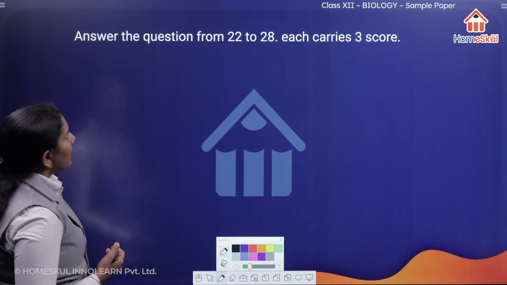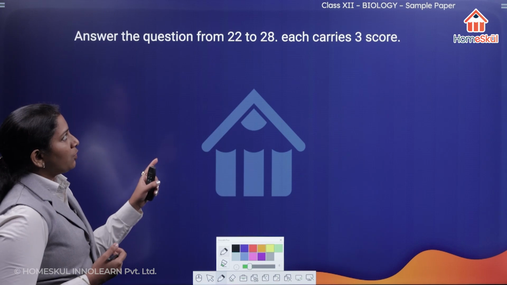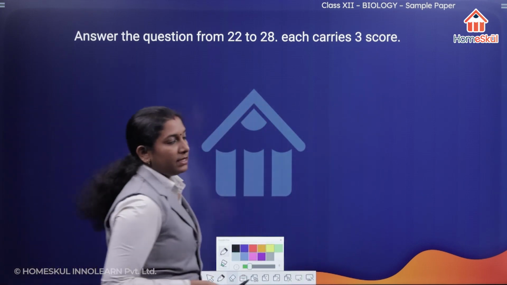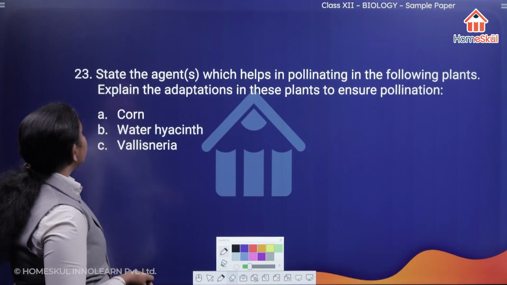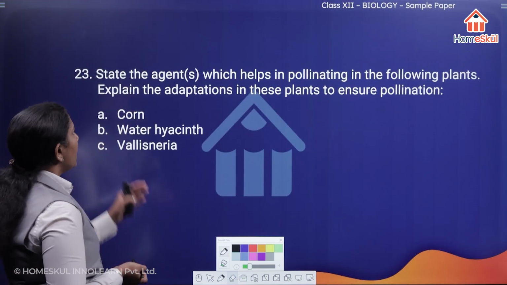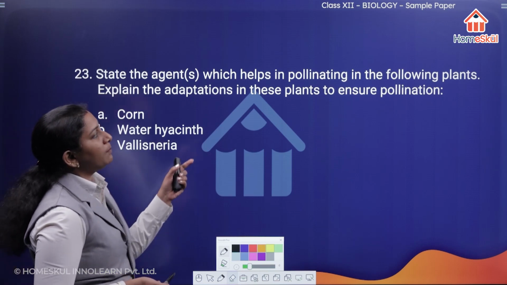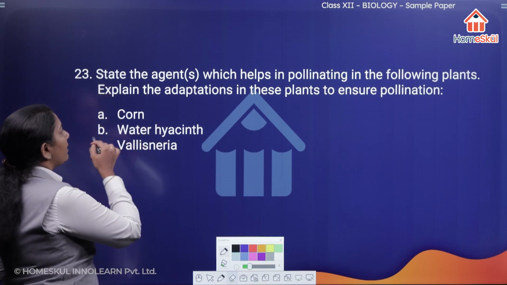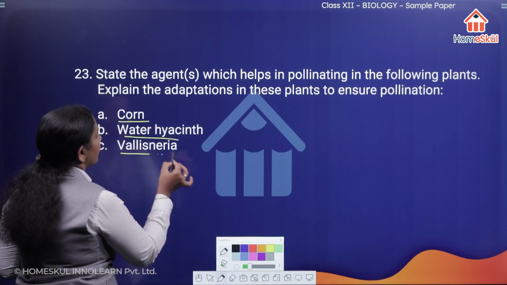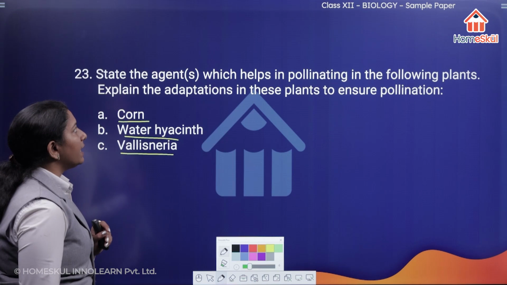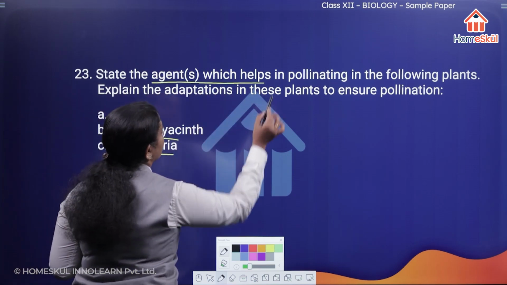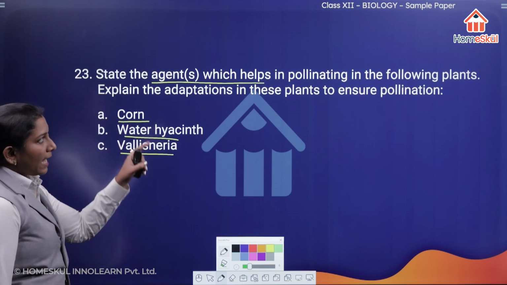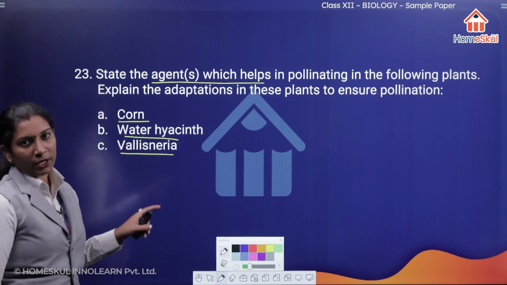Let's see, answer the questions from 22 to 28, and each will carry 3 scores. That is next session. And let's see question number 23. State the agents which help in pollinating the following flowering plants. You have been given corn, water hyacinth and Vallisneria. These are the plants given here, and you have to find out the agents that will help in pollination in these plants. Explain the adaptation in these plants to ensure their pollination too.